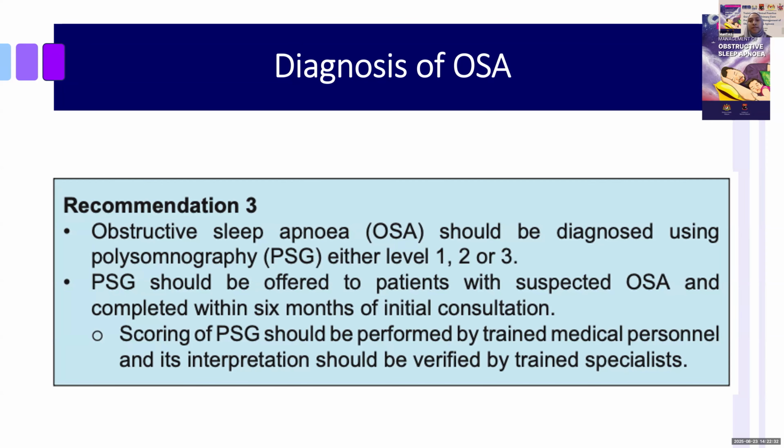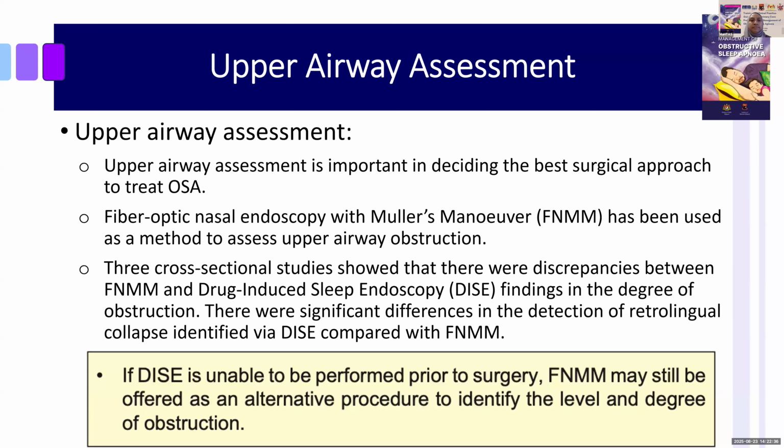Before I move on to treatment, there's a topic that I would like to touch on, which is upper airway assessment. Upper airway assessment is important in deciding the best surgical approach to treat OSA. And how do we assess the upper airway? It's usually done by our ENT colleagues by doing a fiber optic nasal endoscopy with Muller's maneuver, FNMM, as a method to assess upper airway obstruction.